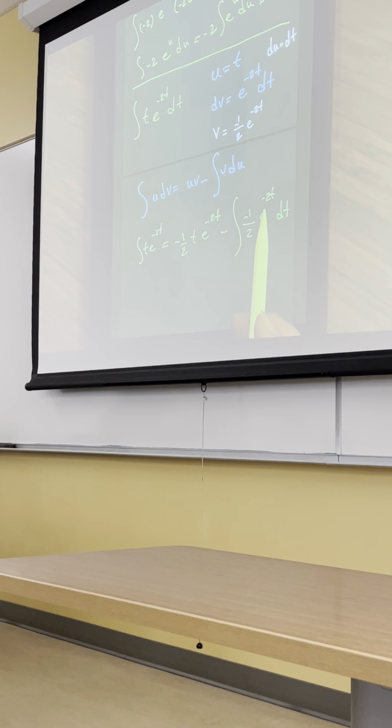Power of negative 2t. So it's going to bring down another negative 2 in the bottom. So you have 3 negatives total, so you're going to end up with a negative. But then you already had a half, so I'm going to bring another half to the bottom, so it's going to be a quarter. So this will become negative half t e to the negative 2t minus a quarter e to the negative 2t, and then no dt.